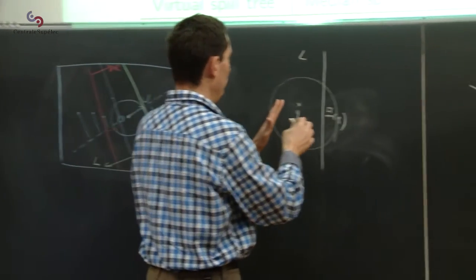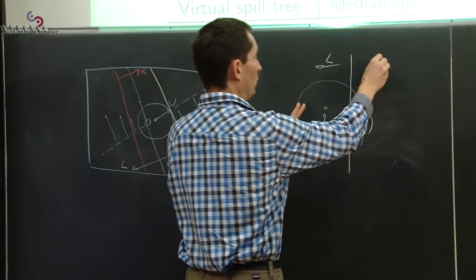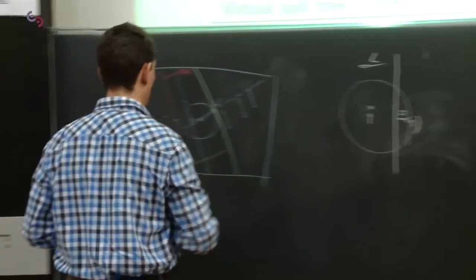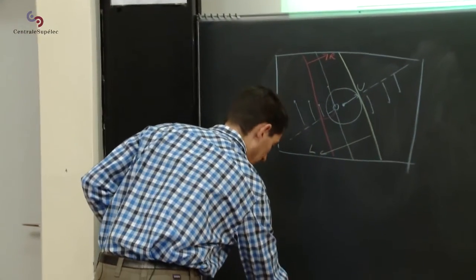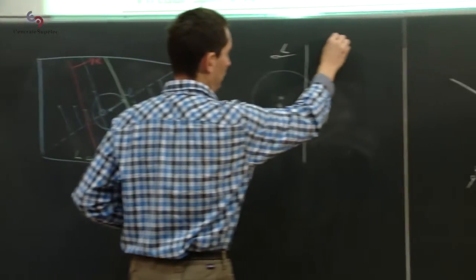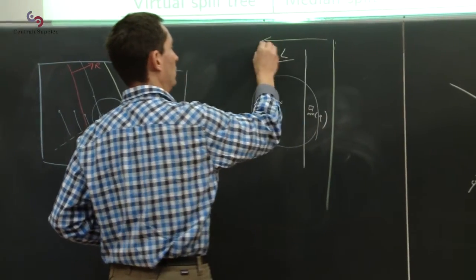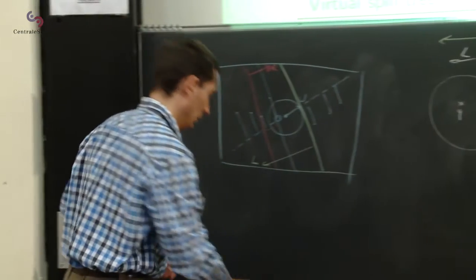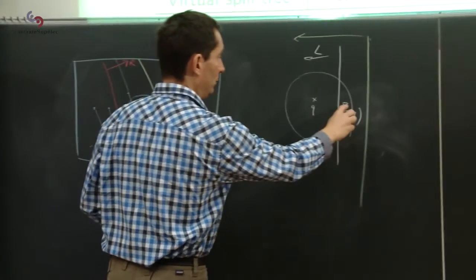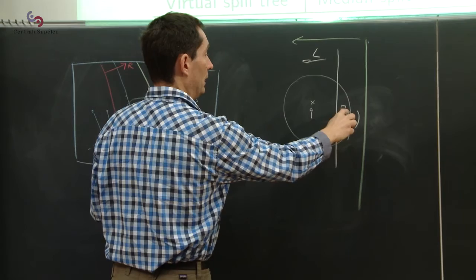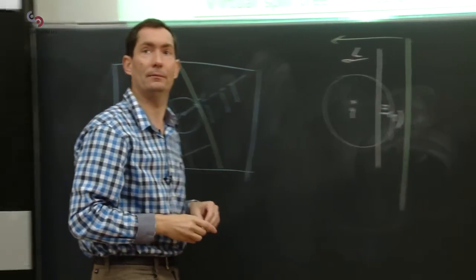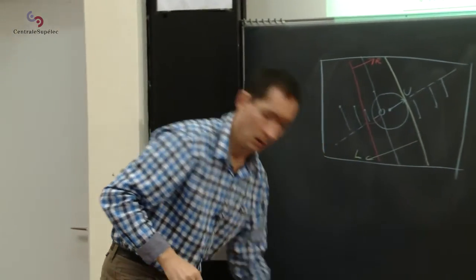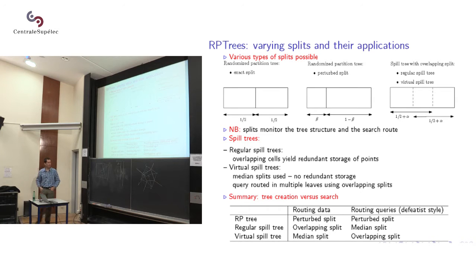So now, let me use the same color, the left subtree is in green here. If the left subtree also accommodates a portion of the neighboring region, then of course, because this point is also stored in the left subtree, I'll be finding it. Right? So this is the notion of regular split tree. We have overlapping cells which yield redundant storage of points.